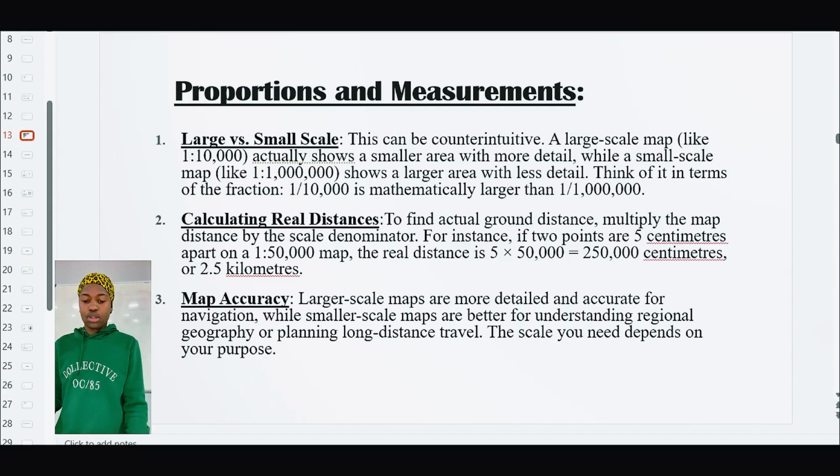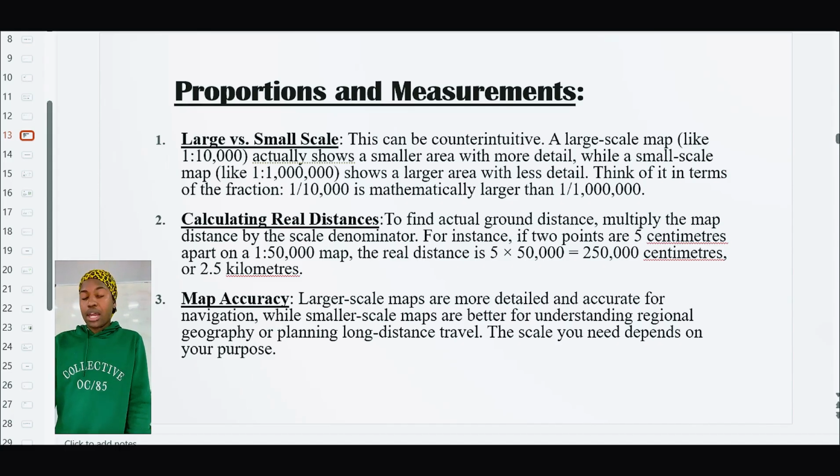Think of it in terms of the fraction. 1/10,000 is mathematically larger than 1/1,000,000. Calculating real distances. To find the actual ground distance, multiply the map distance by the scale denominator. For instance, if 2 points are 5 centimeters apart on a 1:50,000 map, the real distance is 5 times 50,000, which equals 250,000 centimeters, or 2.5 kilometers.